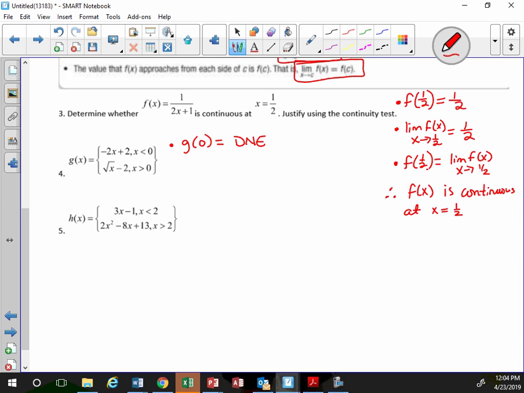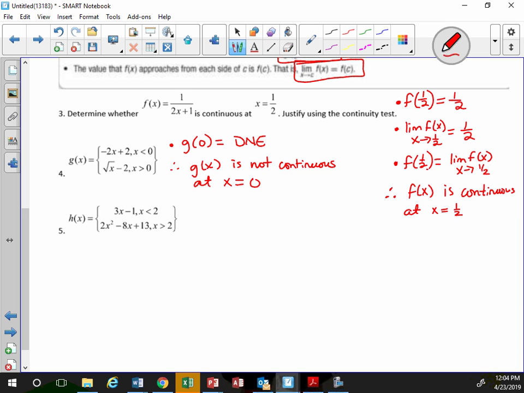You can stop there. You don't have to do the other bullet points. So therefore g of x is not continuous. But what if everything else does not exist as well? It still doesn't work. It has to actually be a defined value. It's a double negative. If you have two points that are undefined, that makes no sense.